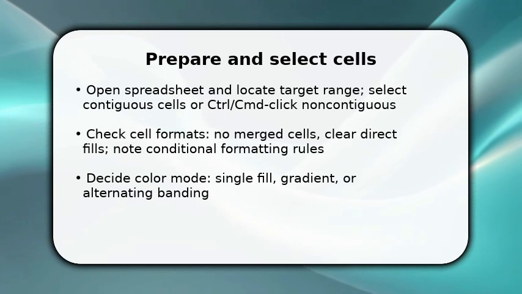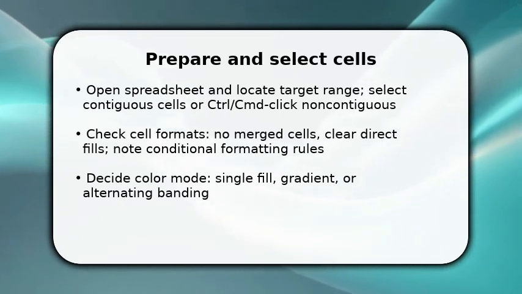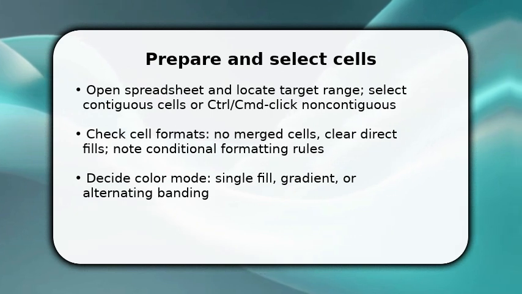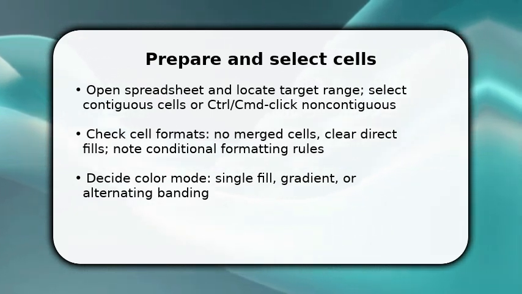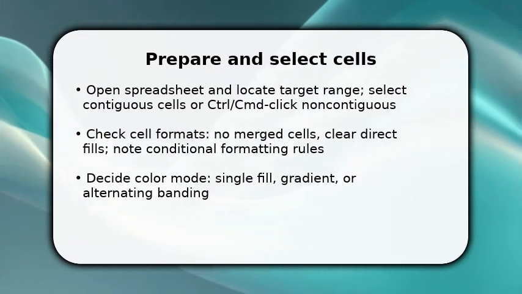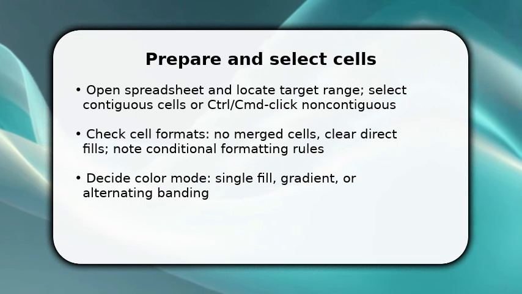You begin by selecting the exact cells you want shaded. Click and drag for contiguous ranges, or use Ctrl or CMD for multiple selections. Once done, inspect those cells for merges or existing direct fills and clear them if needed to avoid conflicts.